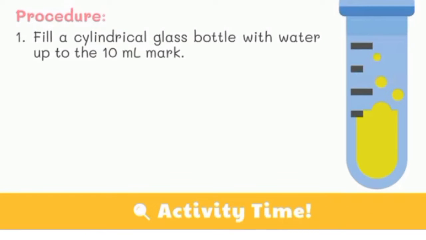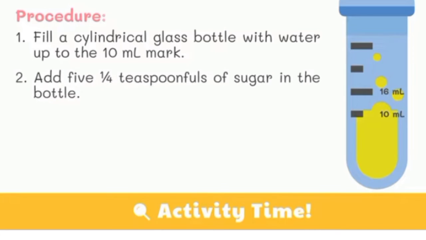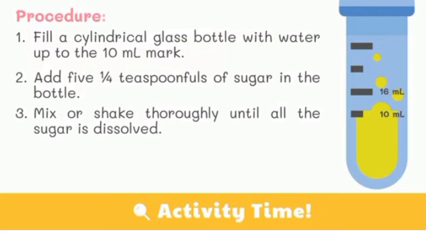Alright, let's do a quick activity. Fill a cylindrical glass bottle with water up to the 10 ml mark. The bottle has line markings for the 10 ml and the 16 ml mark. The lower line marking is the 10 ml mark, while the higher one is the 16 ml mark. Add 5 1/4 teaspoonfuls of sugar in the bottle. Mix or shake thoroughly until all the sugar is dissolved.